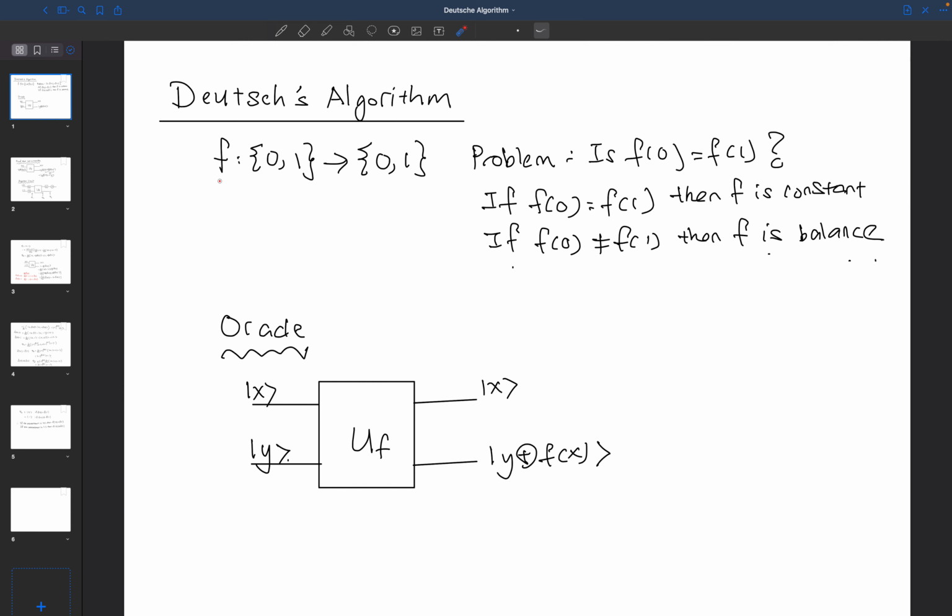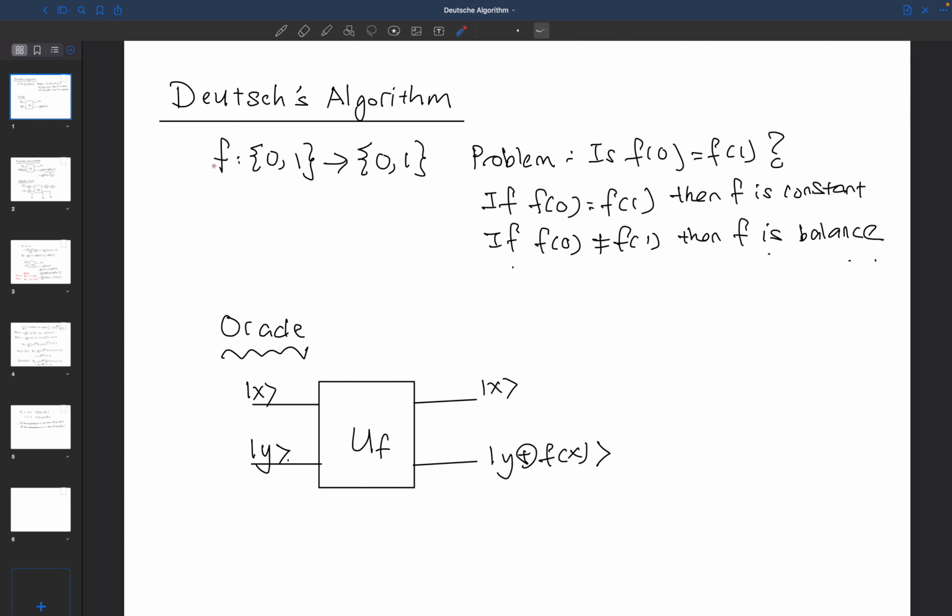First, we have a classical function that maps 0, 1 to 0, 1. So the problem that we want to solve is: is f(0) equal to f(1)? If f(0) is equal to f(1), we say f is a constant function. And if f(0) is not equal to f(1), then we say f is a balanced function.